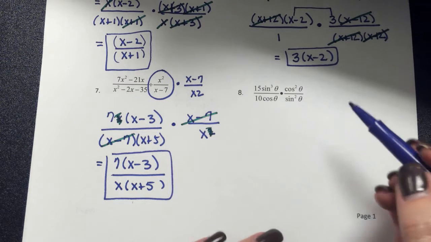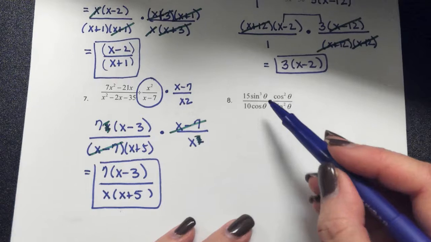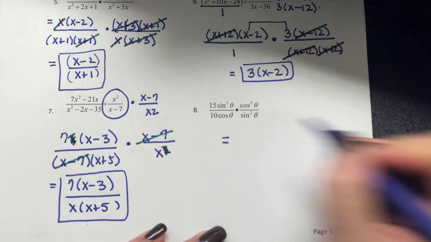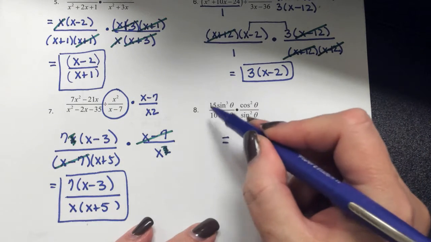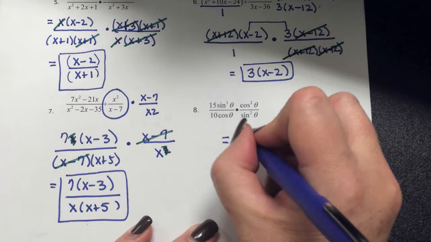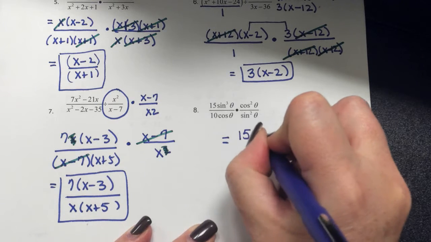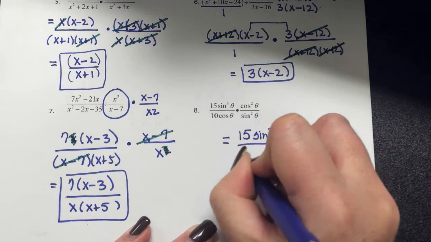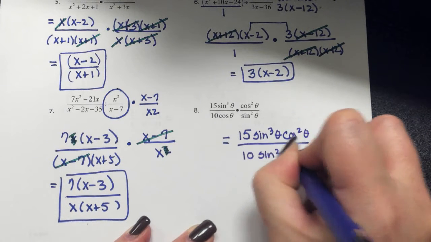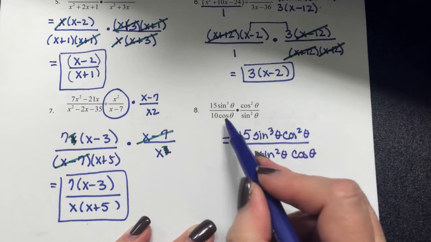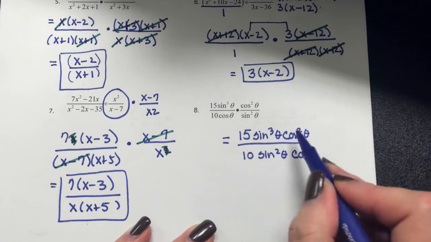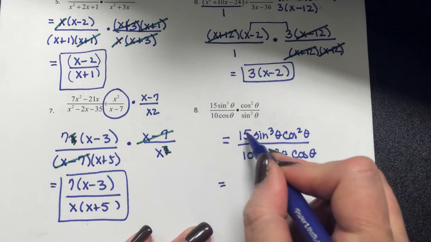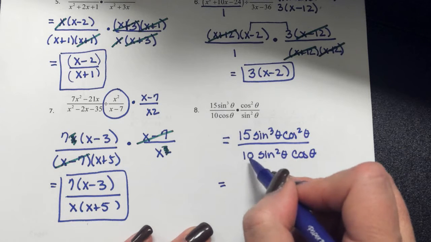So just like I've been doing, you may have trig functions that you have to deal with multiplying. So there's no factoring to be done in either of these fractions. So what I'm simply going to do is just multiply straight across. So I'll have 15 sine to the third theta cosine squared theta over 10 sine squared theta cosine theta. Again, you could have written a cosine times sine. I just wanted to keep my like terms lined up. Now what you're going to do is simplify each common base. So 15 over 10 are my constants.